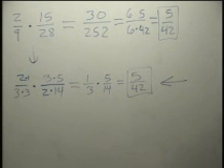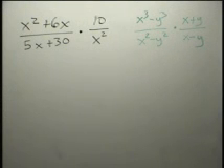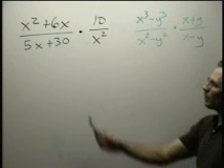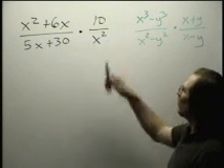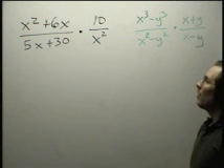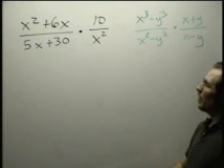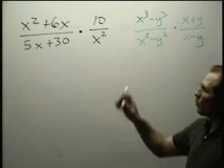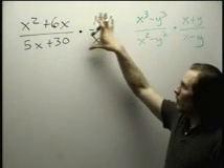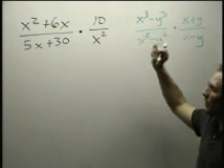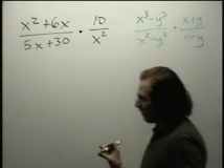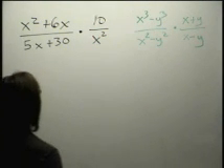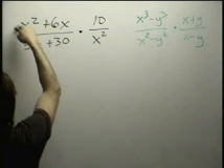So let's see an example. Here are 2 examples. First one, x squared plus 6x over 5x plus 30 times 10 over x squared. What are we going to do to multiply these? First, we need to factor every numerator and denominator so that we can divide out common factors. All right, so we factor this numerator.